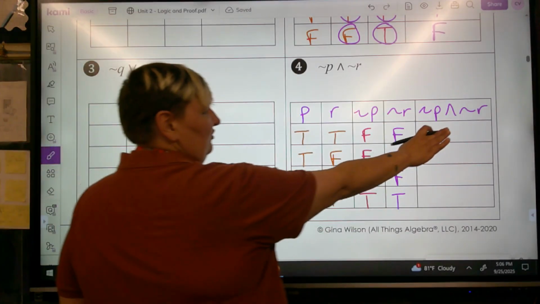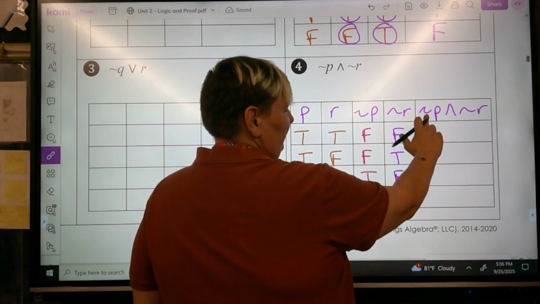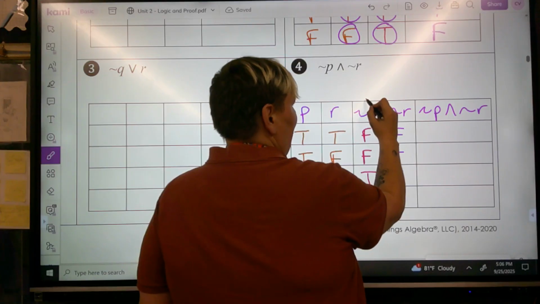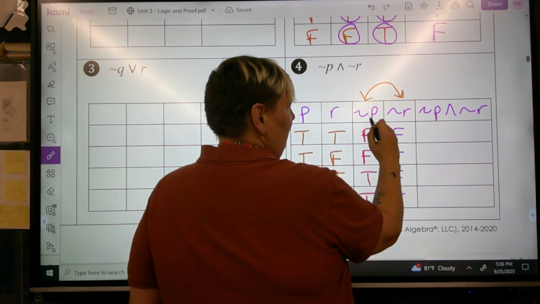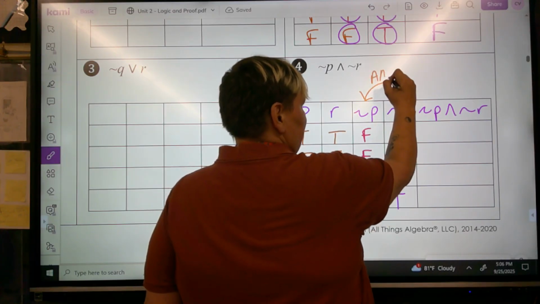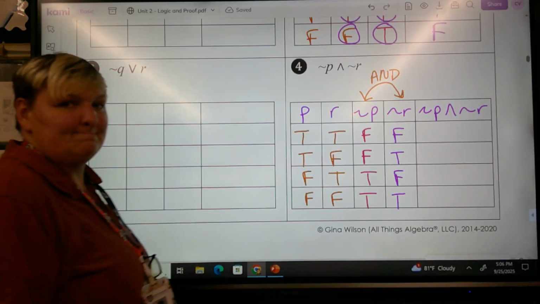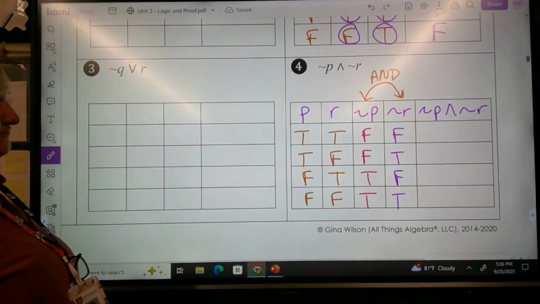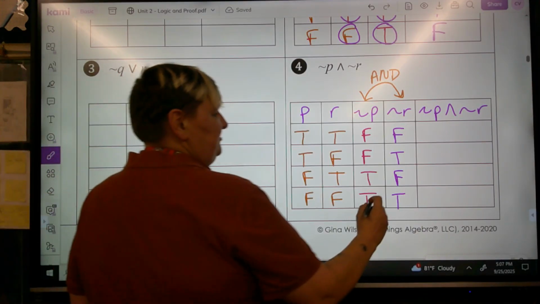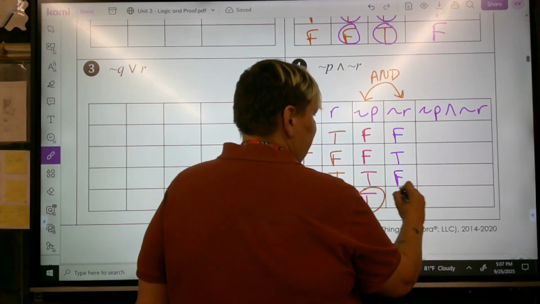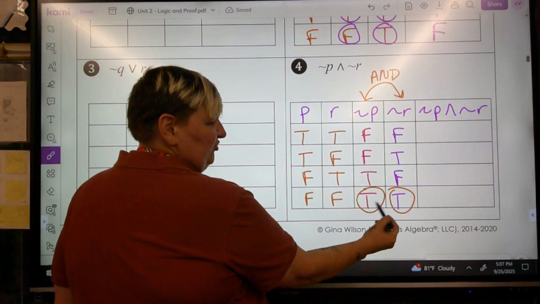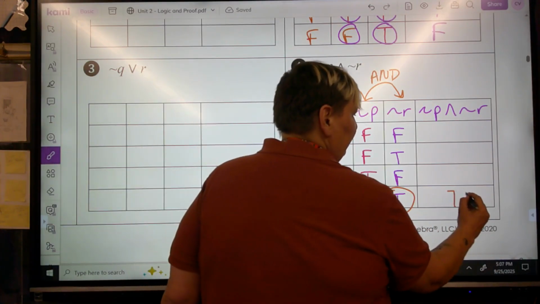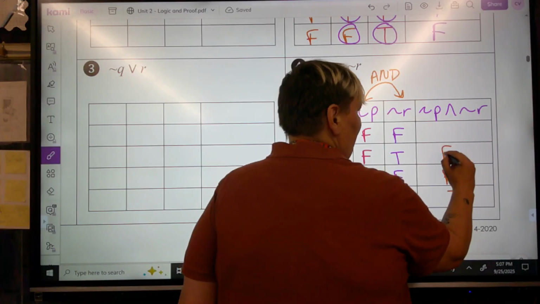Now our final compound statement says we're going to deal with not P and not R. So we're dealing with these two columns, and it's an AND statement. In order for them to be true, they both have to be true. The only one that has both true is this bottom one. So that means the rest are false.